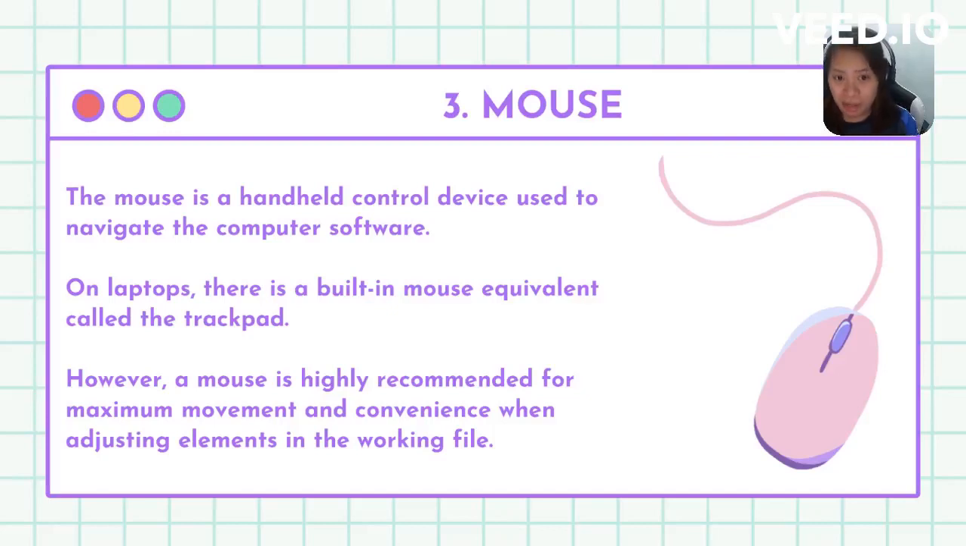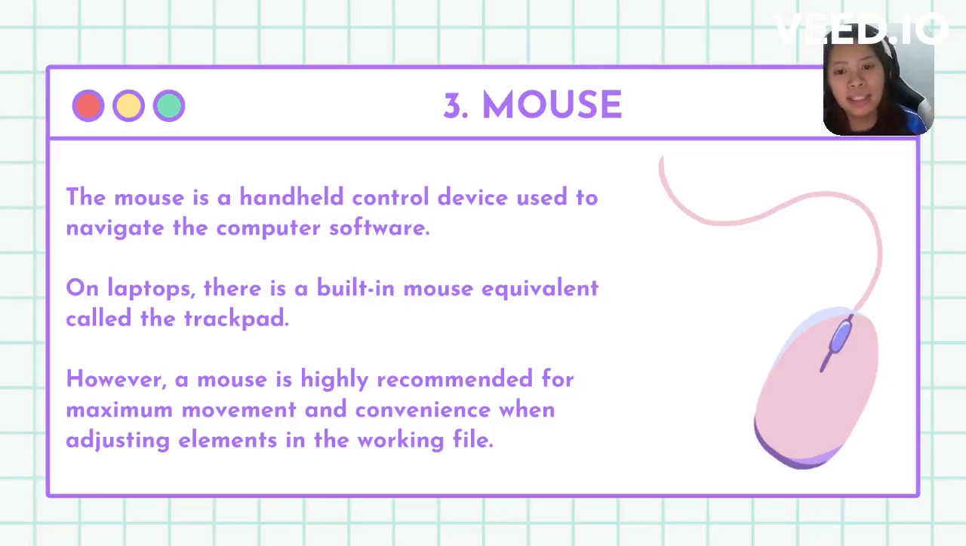Peripherals, especially the mouse. You'll need this. This is a handheld control device that can be wired or wireless, depending on your preferences, and it's used to navigate the computer software. On laptops, there is a built in mouse equivalent called a trackpad. However, a mouse is still highly recommended for maximum movement and convenience when adjusting elements in the working file.